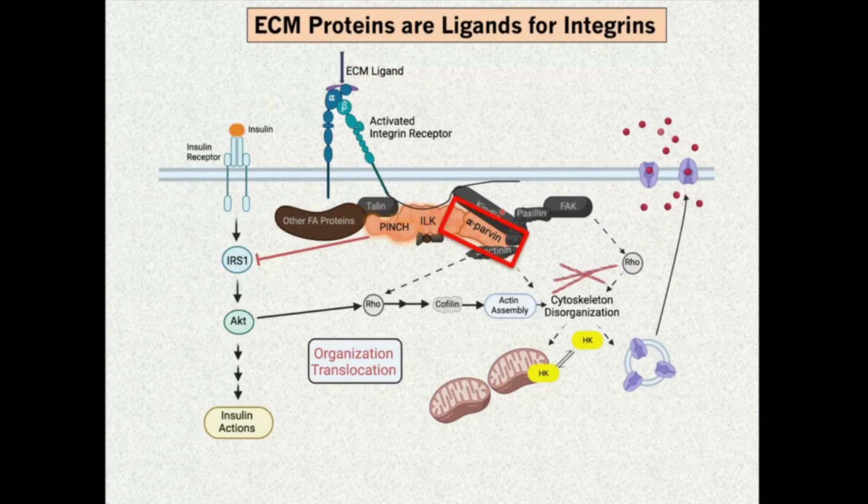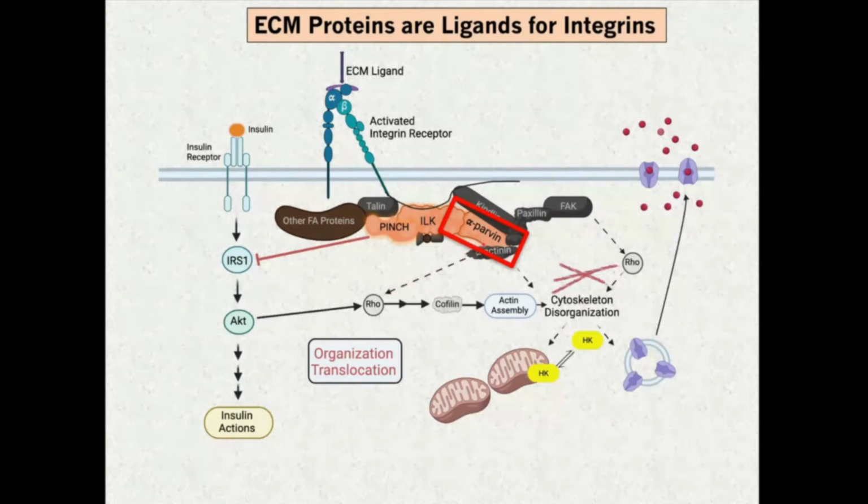We then went to alpha-parvin, which was very unique. So alpha-parvin orchestrates a very complicated reorganization of the cytoskeleton. And it does so through Rho kinases, cofilin, and various other regulatory proteins. And this is important.